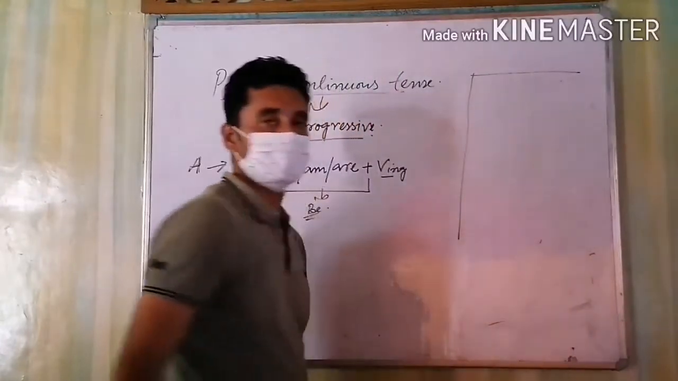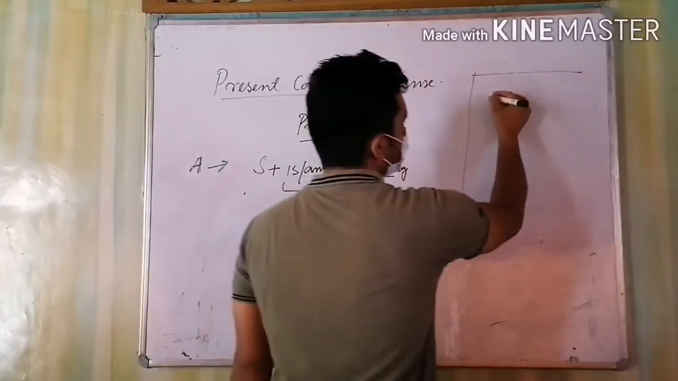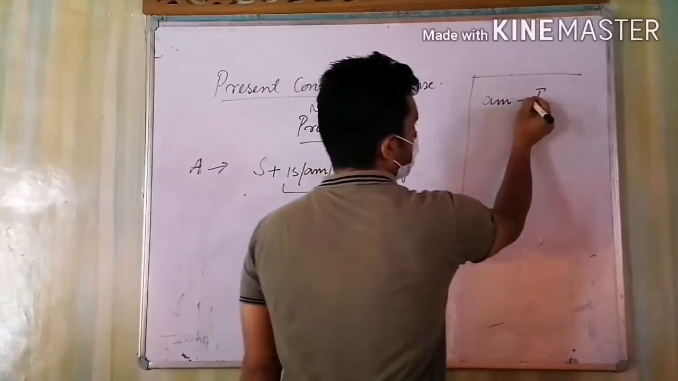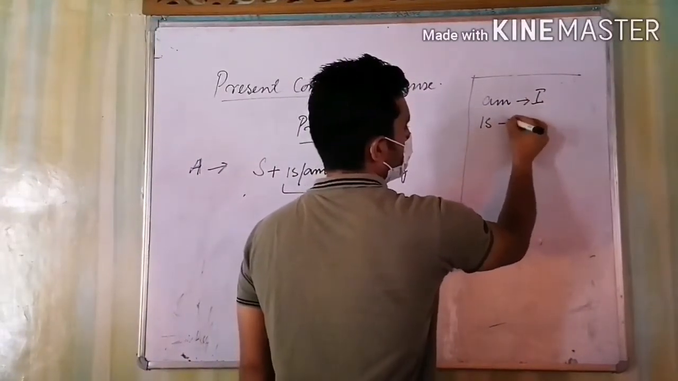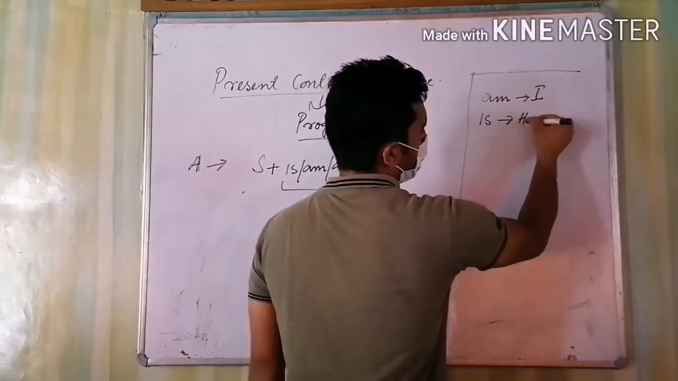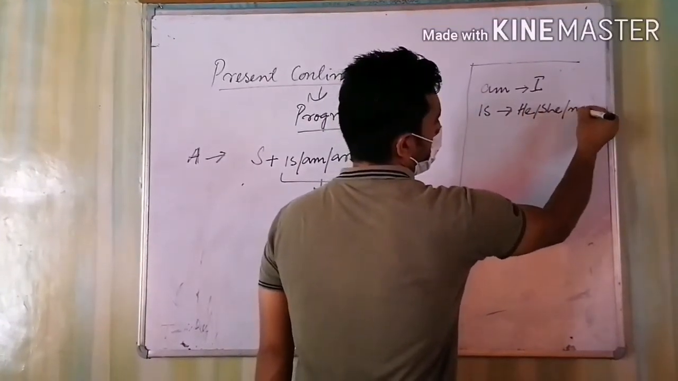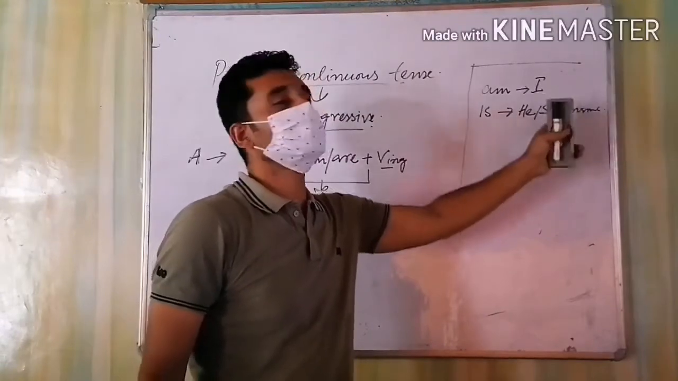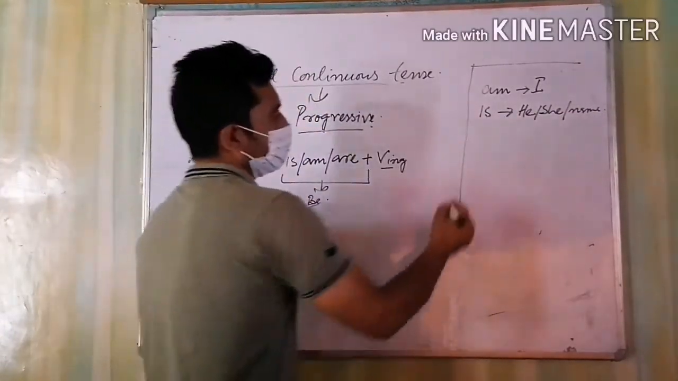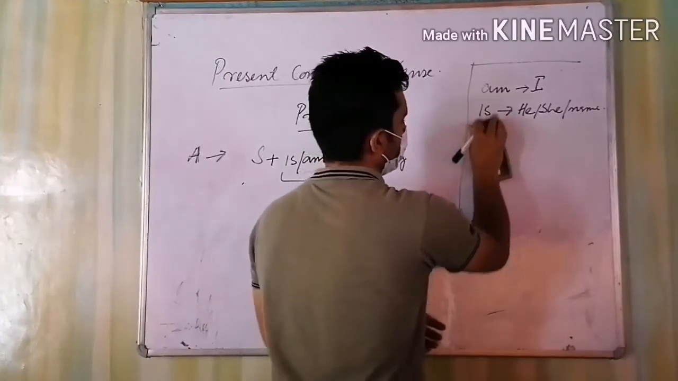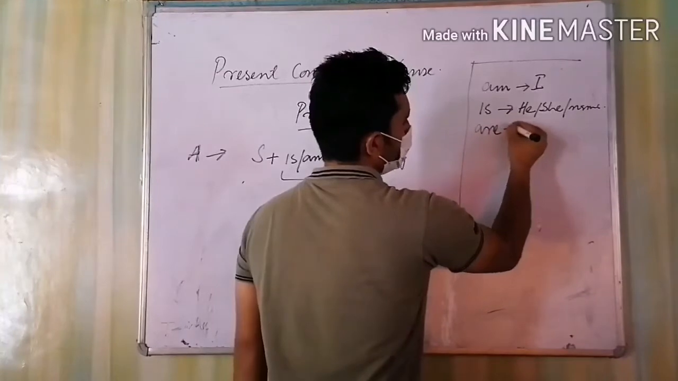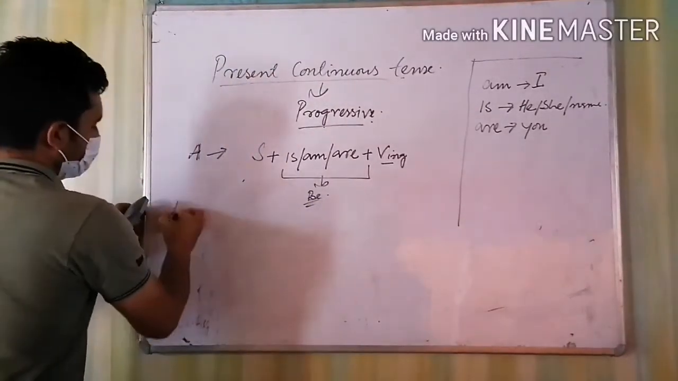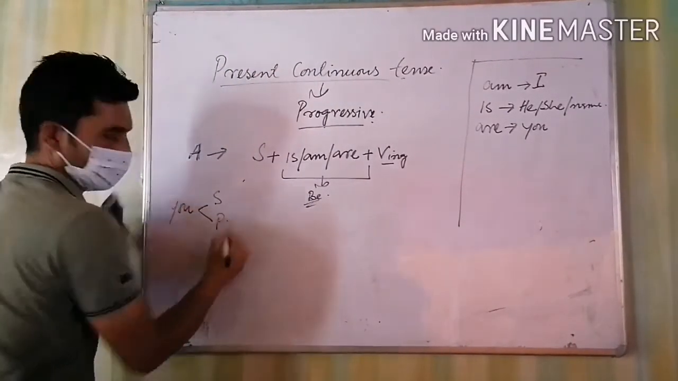Let me tell you, am is used with I, is is used with he, she, or any other name. He is, she is, or any name is. Faizan is. Then are is used with you. The interesting thing about you is that you is singular as well as plural.